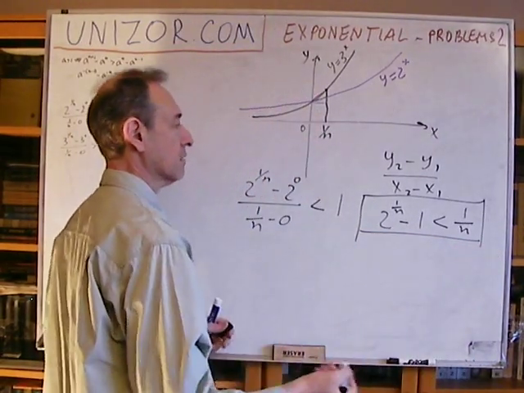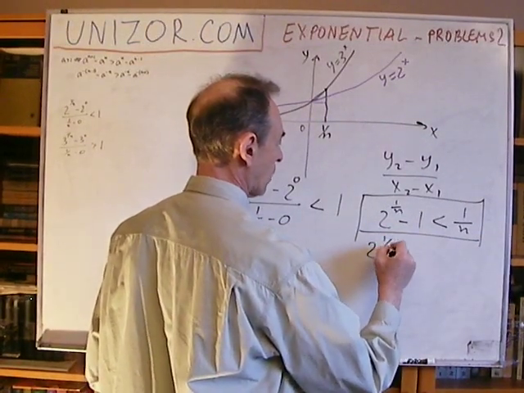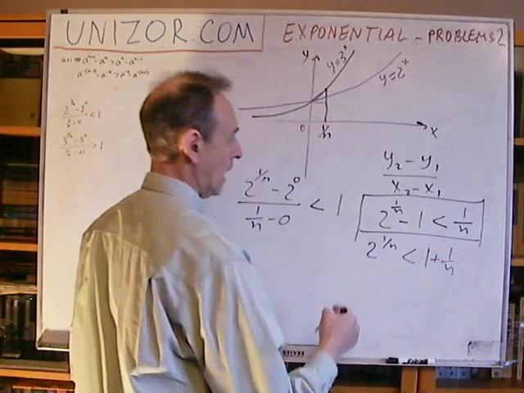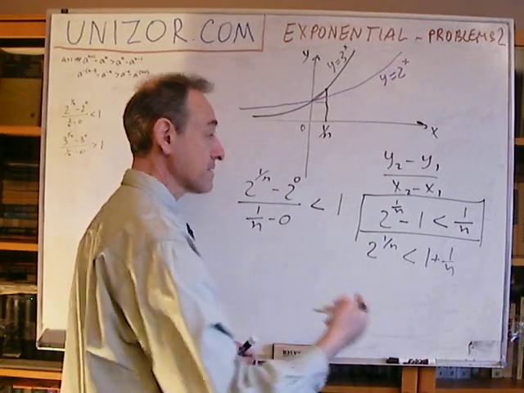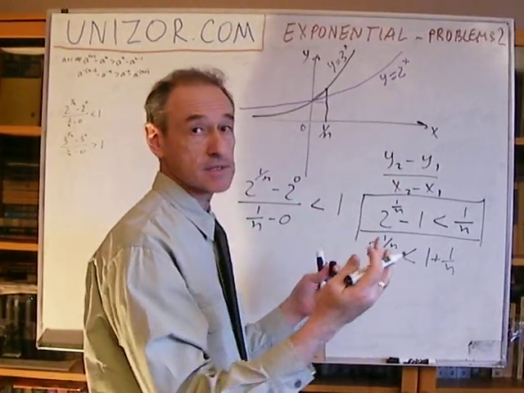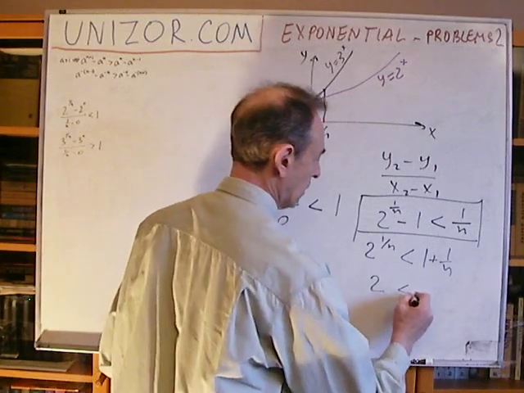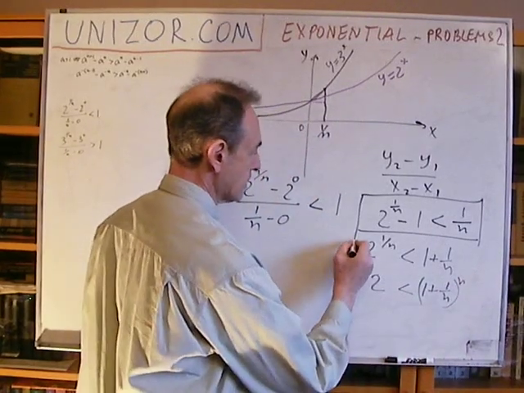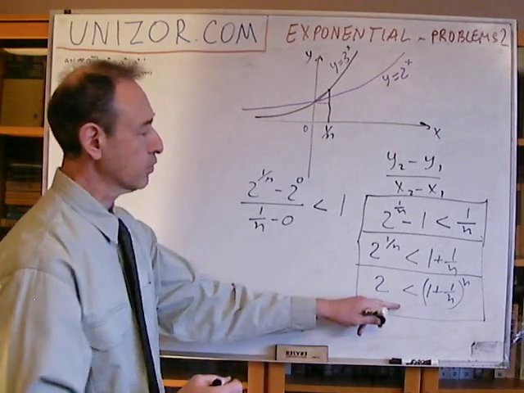Okay, let me make it even better. I will put 1 on the right side, so it would be 2 to the power of 1 over n should be less than 1 plus 1 over n. And now what is 2 to the power of 1 over n? It's the nth root of 2. So I will raise both sides to the nth power. I will have 2 on the left, and 1 plus 1 over n to the nth degree on the right. So this is the final inequality which I would like to prove.